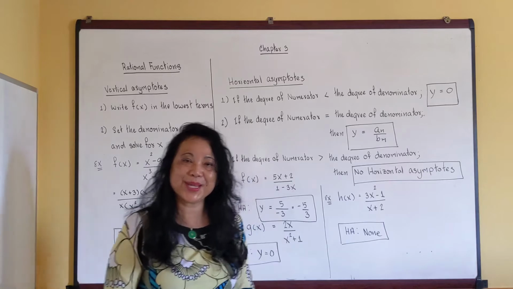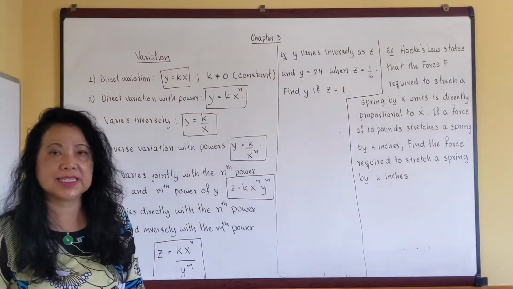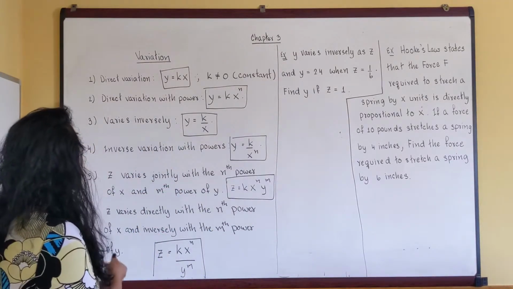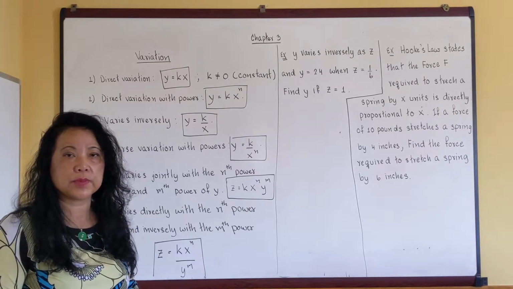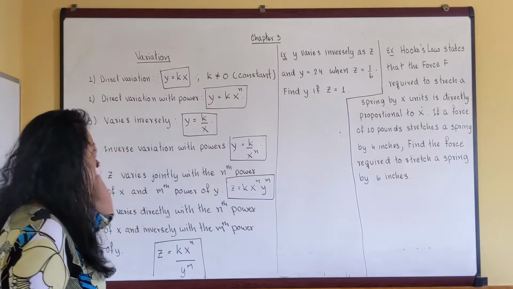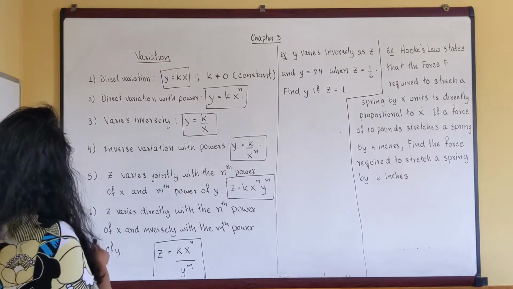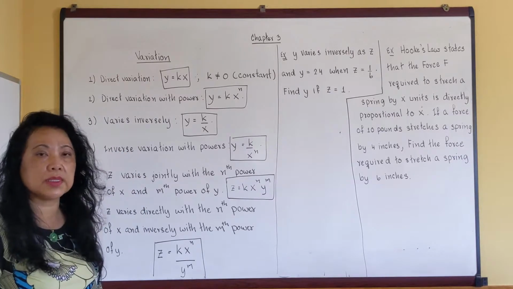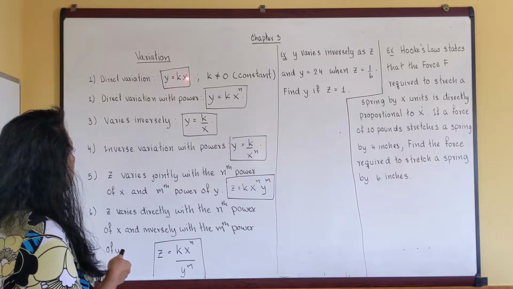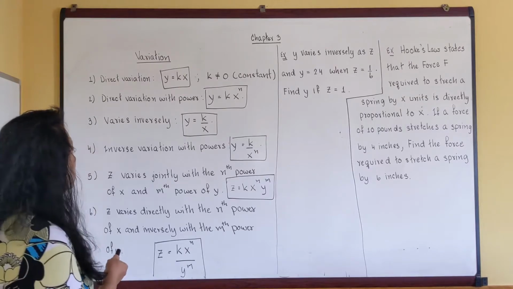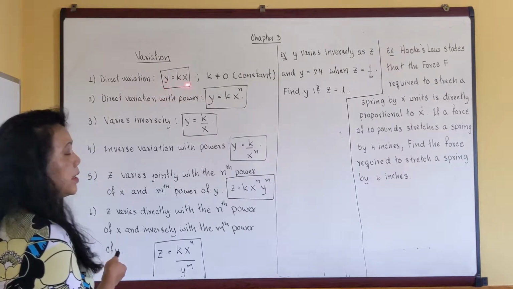Alright, let's see more example. Let's go to our last section of chapter 3, variation. So variation here, you're going to have relationship with 2 or more variable. Let's look at the first one. Direct variation means direct, so you're going to have y equal to kx. K is constant here, and you have 2 variables, y and x.